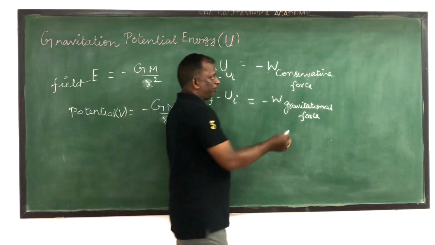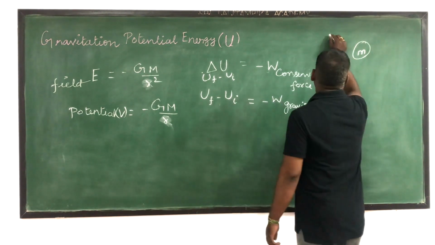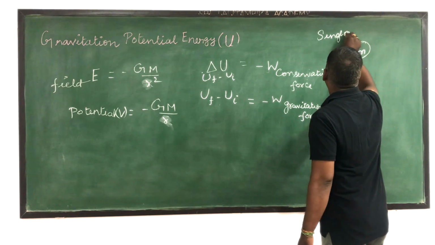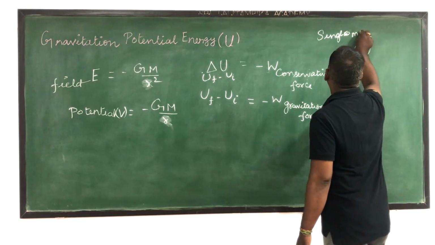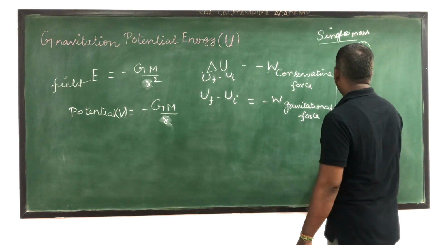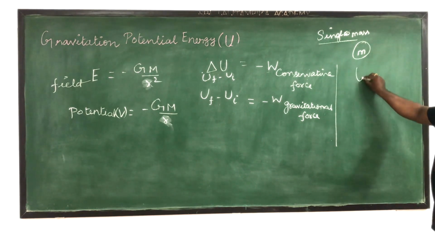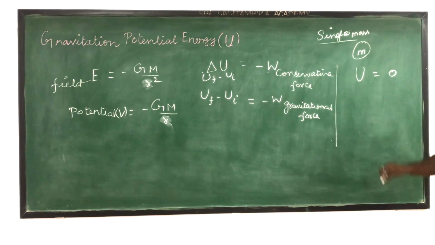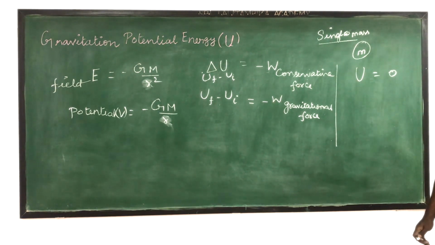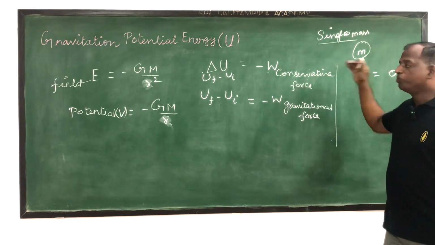So let us consider one mass இருக்கு. A single mass. ஒரே ஒரு மாஸ் இருக்குது. இந்த ஒரு மாஸ்க்கு பொட்டன்ஷியல் எனர்ஜி எவ்வளவு? U is equal to 0. ஏன் இந்த ஒரு மாஸ்க்கு பொட்டன்ஷியல் எனர்ஜி 0? Because potential energy நம்ம எதை சொல்லுவோம்? There should be two masses.